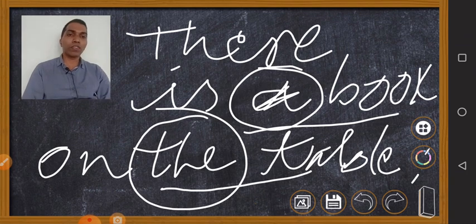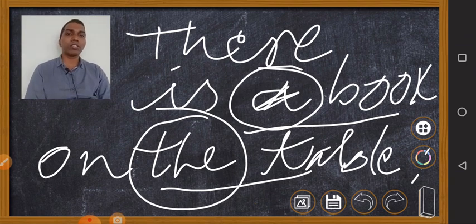Now what's wrong with this sentence? Is the sentence understandable? Can anybody understand it without these articles? The answer is yes. Am I right? There is a book on the table. There is book on the table. There is not much difference. Am I right? Now, what happens when you use a, when you use the?